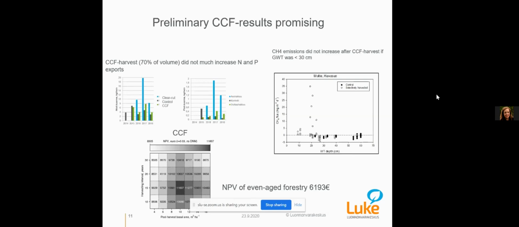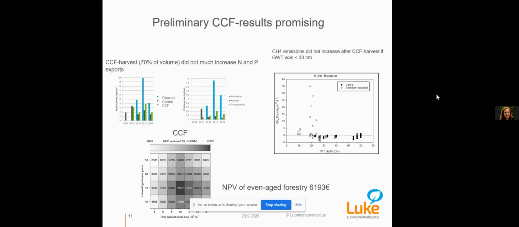Then we have measured greenhouse gas emissions from these continuous cover harvest sites, and we have found out that as long as groundwater level remains below 30 centimeters, then there are no methane emissions.